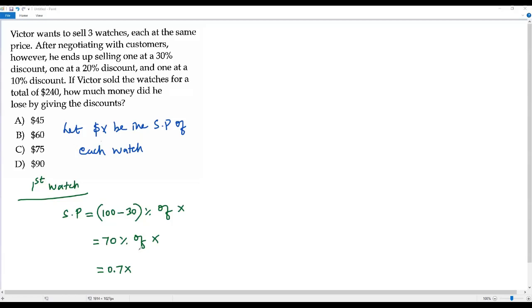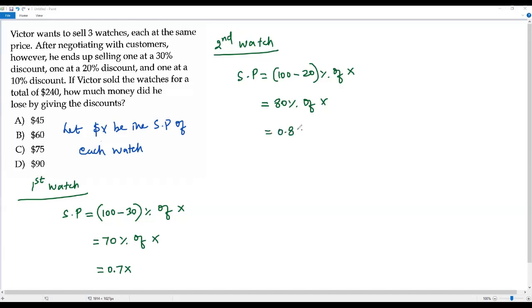In the same way we have to find the selling price of the second watch and third watch as well. Okay, let's find the selling price of the second watch. He sold the second watch at a 20% discount. So we have to reduce the price of the second watch by 20%. So subtract 20 from 100% of the actual price of the watch, that is X. So 80% of X. If I convert this to decimal, 80 over 100, it will become 0.8 times X.